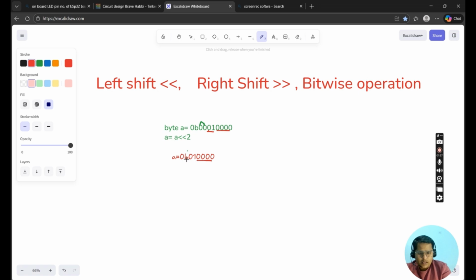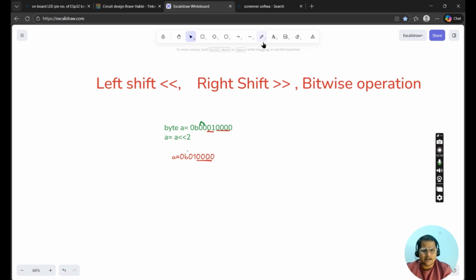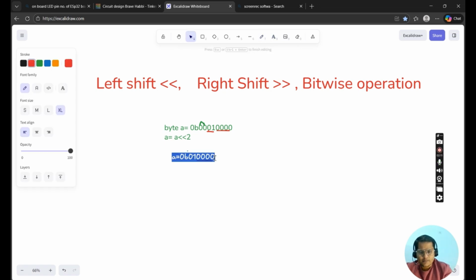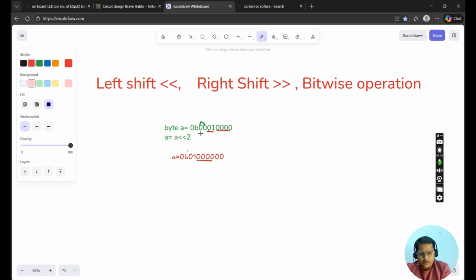Now how many bits are there now? 4 to 6. So automatically on the right side, 2 bits will be added on. 2 bits means basically 2 zeros will be added on the right side. Okay, because 2 bits are removed from the left side, so whatever bits are removed from the left side, the same number of 0s will be added on the right side. That's how this works. So do you know what is the value of this one in decimal?